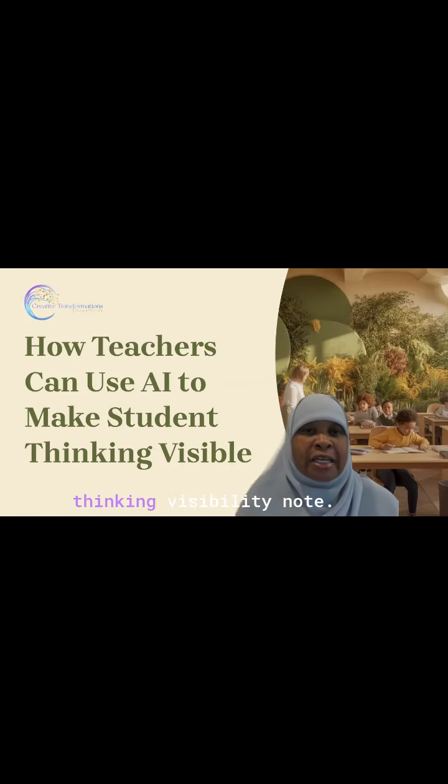And finish with a thinking visibility note. Students add one sentence describing one thinking move they made. They may say, I changed my example because it did not fit. Or, I realized my claim needed stronger evidence. Or, I corrected my idea after checking the steps. This is the clearest window into their thinking.